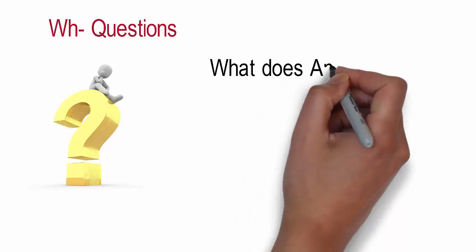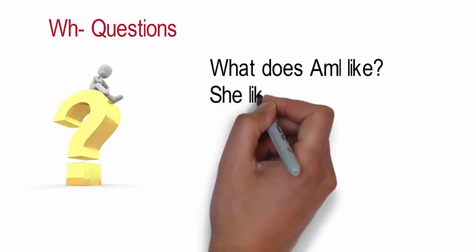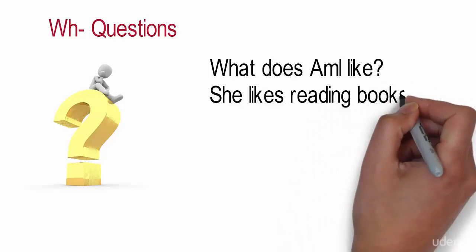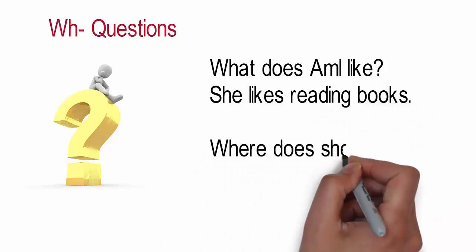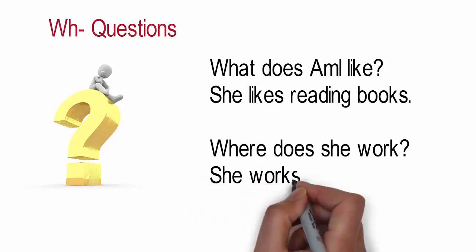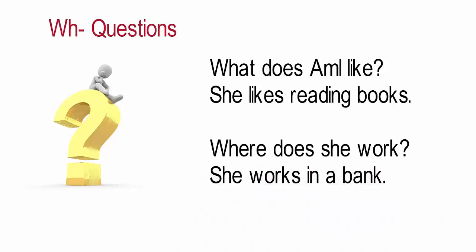Double H questions. What does Emma like? She likes reading books. Where does she work? She works in a bank. So, after the double H word, we use does. And remember, all the verbs after does are also in the infinitive. So, what does Amal like? We didn't say likes. Remember, where does she work? We didn't say where does she works.